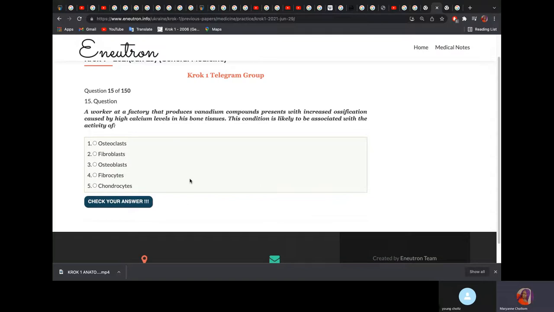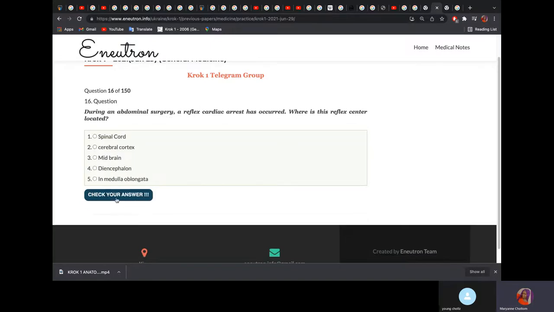A factory that produces vanadium compounds presents with increased ossification caused by high calcium level in the bone tissue. This condition is likely to be associated with the following. So they said there's increased ossification, which means increased mineralization of bone. So they are making bone. Osteoblast makes the bone, so the answer is osteoblast. What's the function of osteoclast? They degrade the bone. So if Krok said there's increased resorption, it would have been osteoclast.